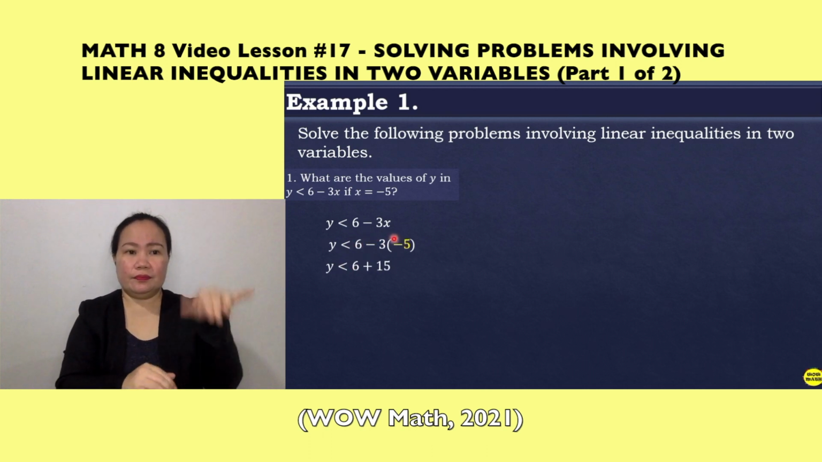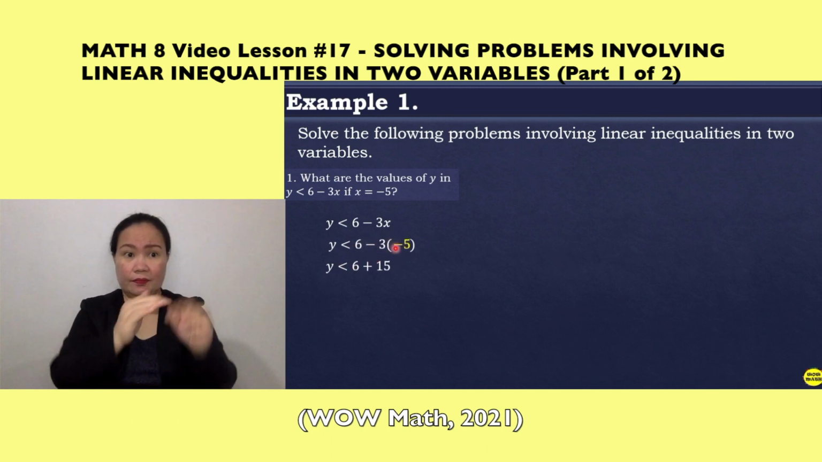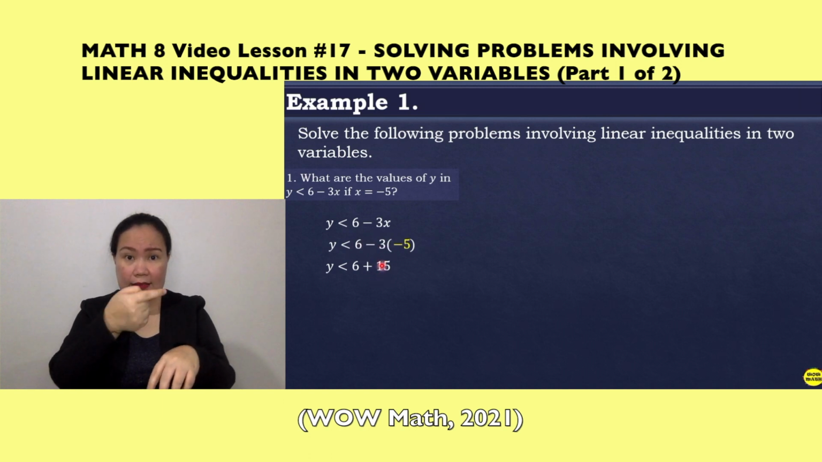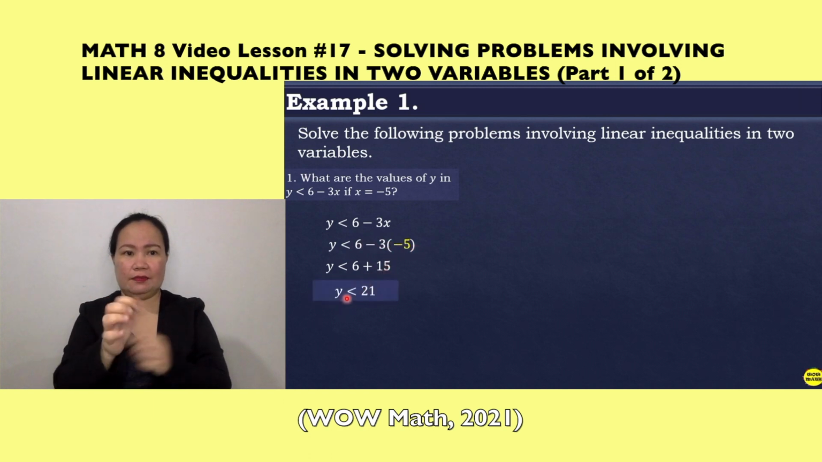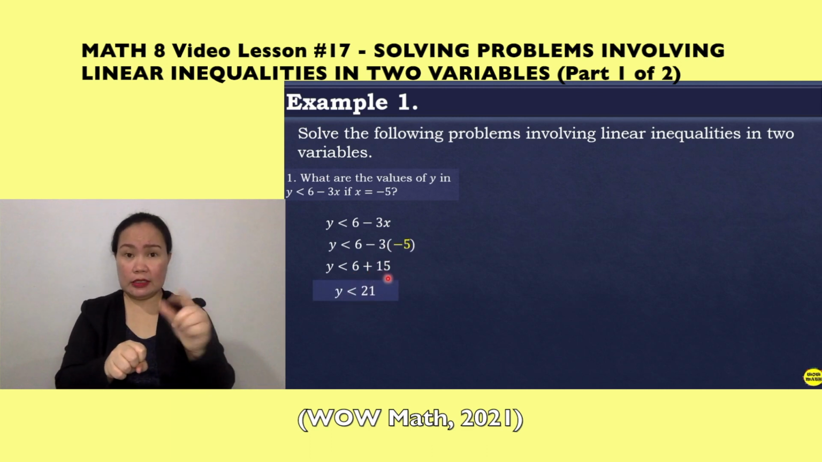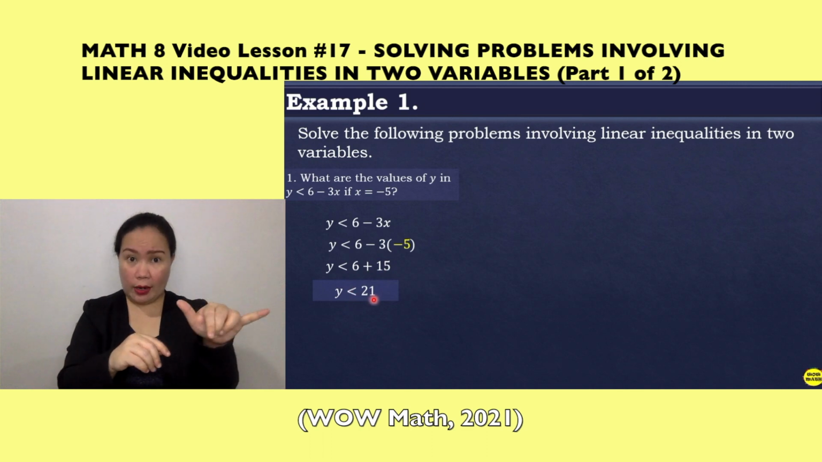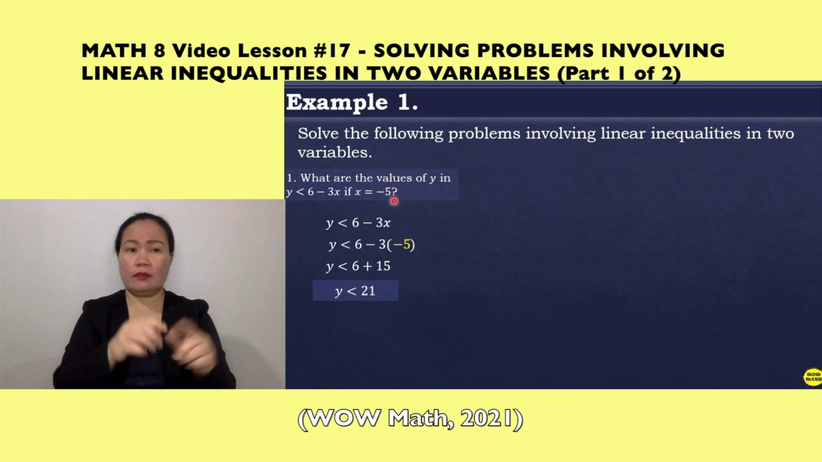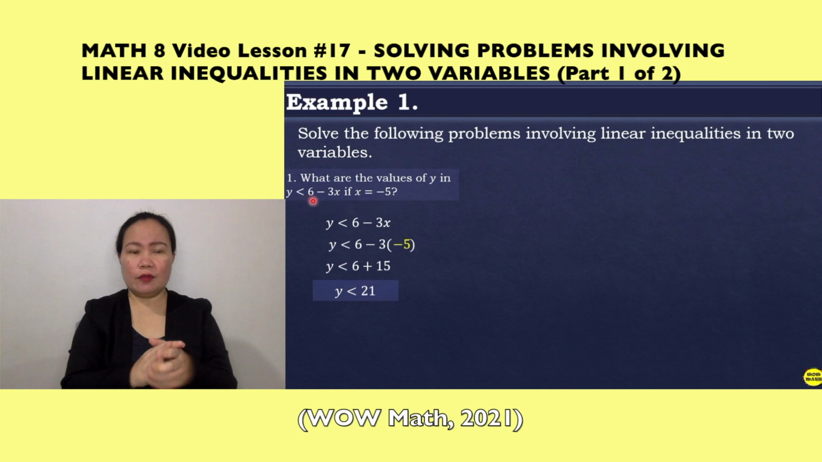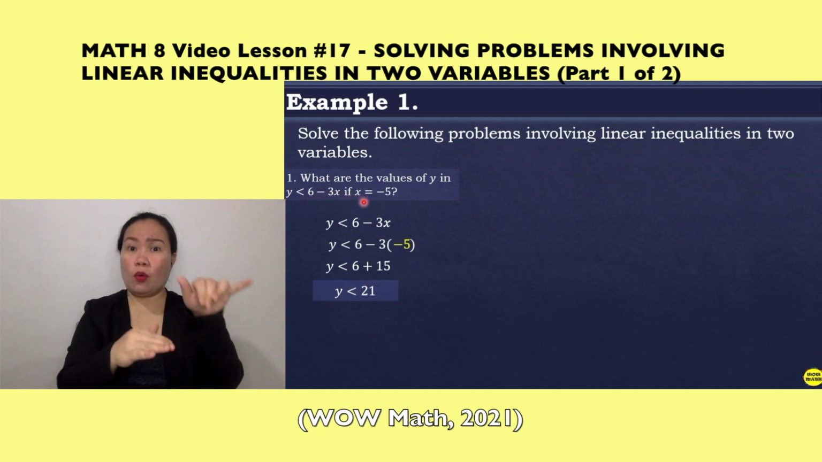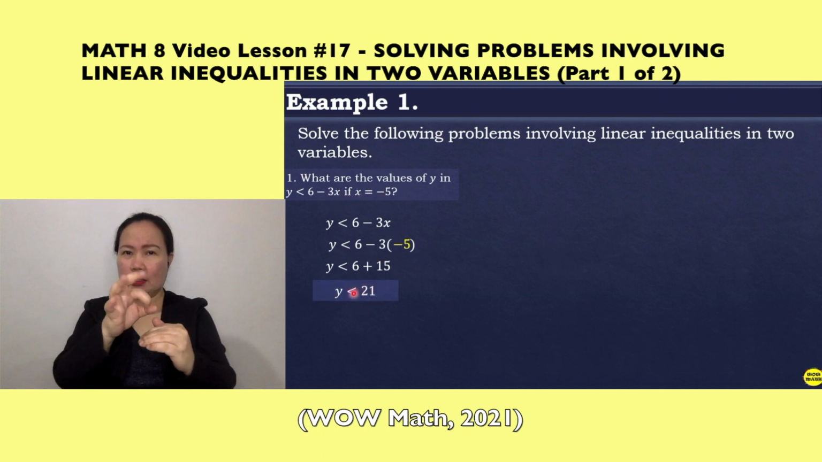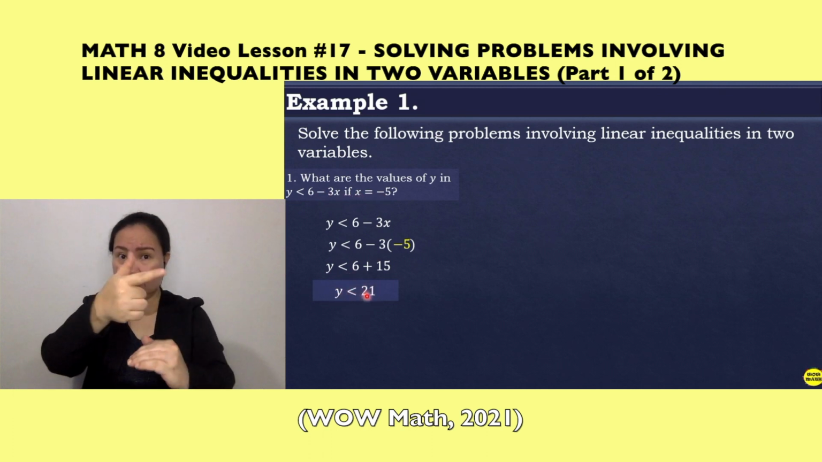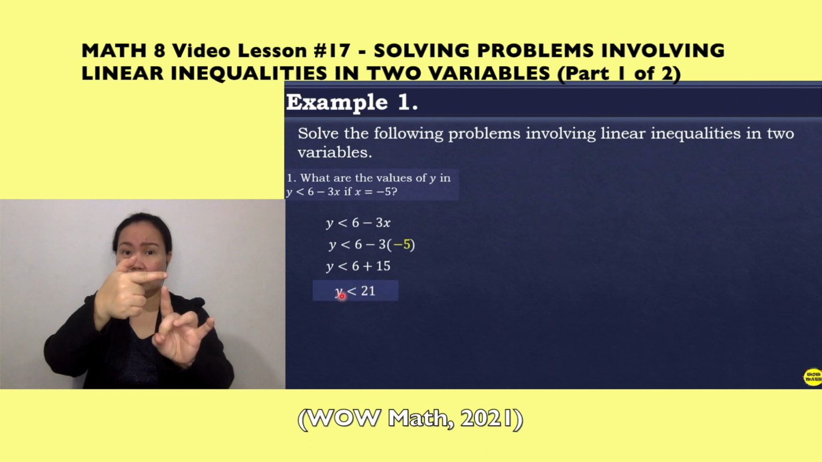Now, you will have y is less than 6. So, this will become positive kasi negative. So, that will become positive 15. 3 times 5 is 15. Now, so you will have y is less than 6 plus 15. That is 21. Okay, so therefore, what are the values of y in y is less than 6 minus 3x if x is equal to negative 5? So, ibig sabihin, ang values ng y mo ay simula, less than 21 daw. So, simula sa 20 pababa.